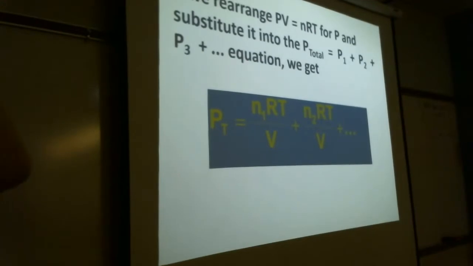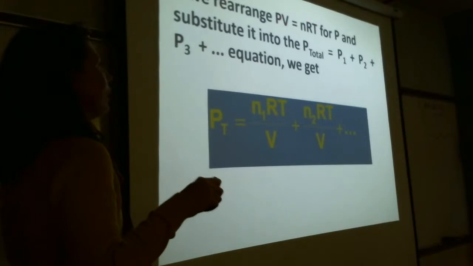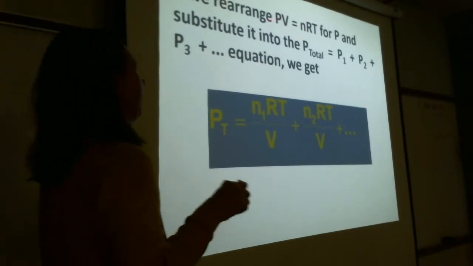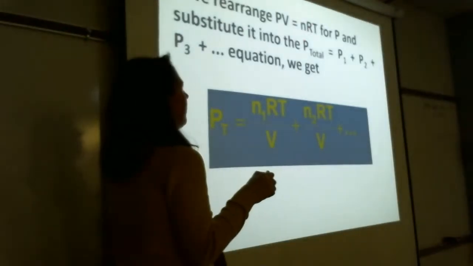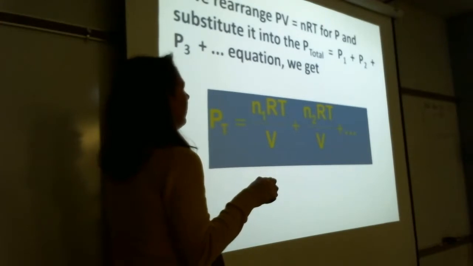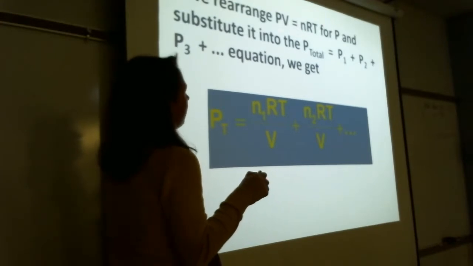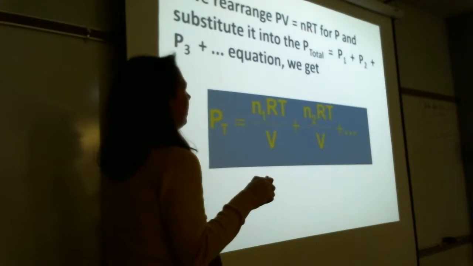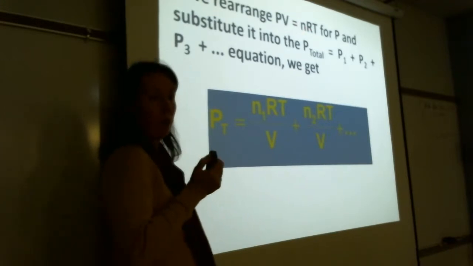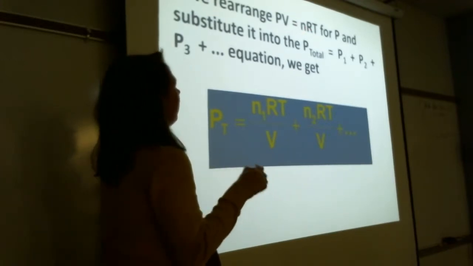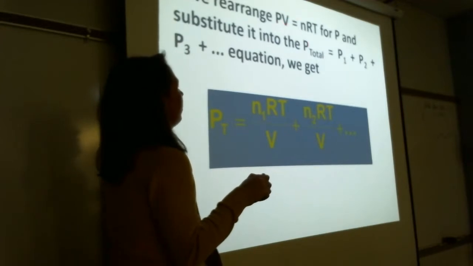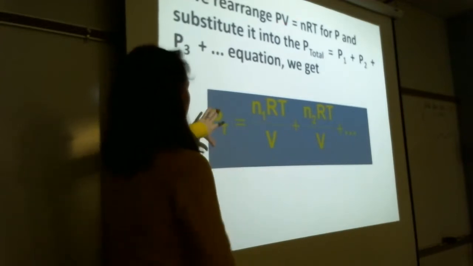Okay, now, here's the ideal gas law, PV equals nRT. Let's rearrange it for P. How do you get P by itself? Well, you just divide both sides by V, to get P by itself. P would be nRT over V, right? Do we agree? All right, so we're going to substitute nRT over V in for P.